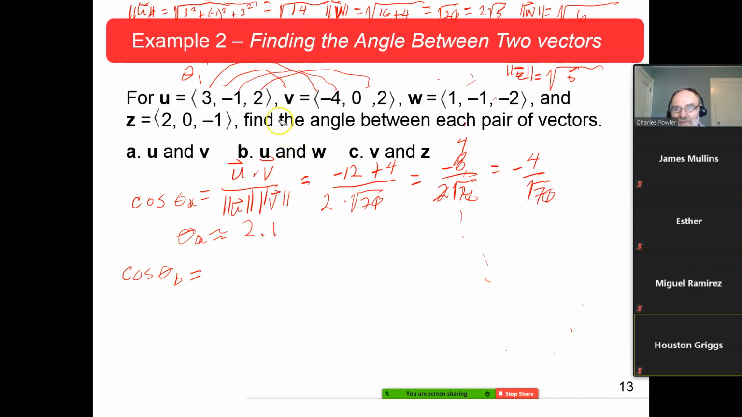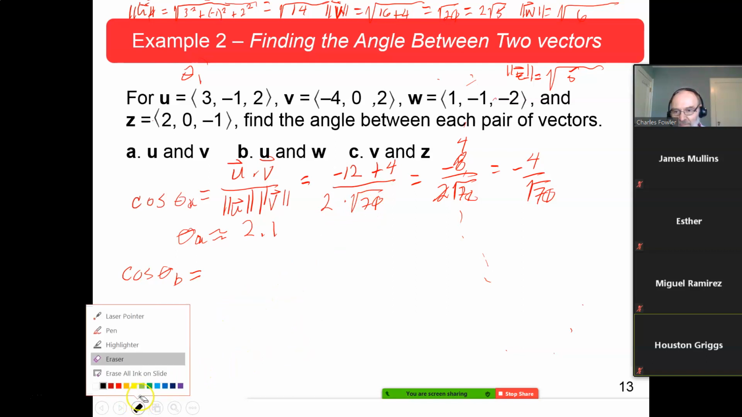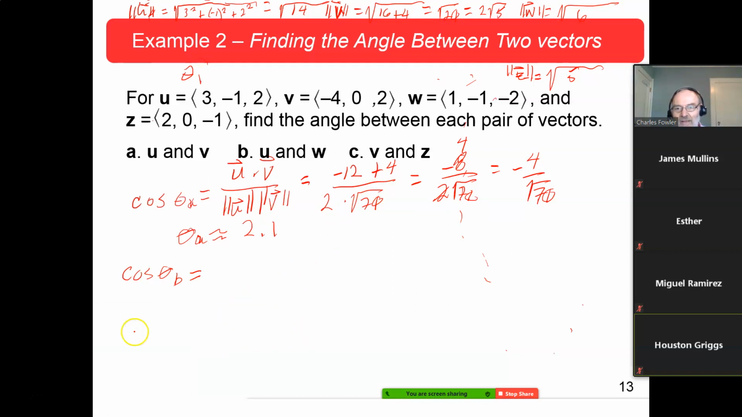I'll not mess with those. Let's erase these here. Okay. All right, I'll leave the rest of those up there. Get my pen back. Okay. Theta B would be then U dot W divided by the magnitude of U times the magnitude of W.